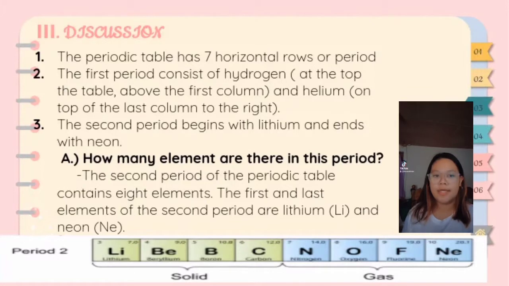The periodic table has 7 horizontal rows or periods. The first period consists of hydrogen at the top of the table above the first column and helium on top of the last column to the right. The second period begins with lithium and ends with neon. The question is, how many elements are there in this period? The second period of the periodic table contains 8 elements. The first and last elements of the second period are lithium and neon.